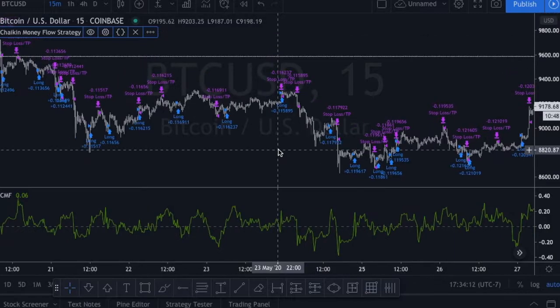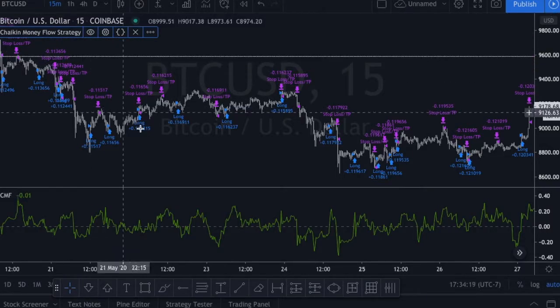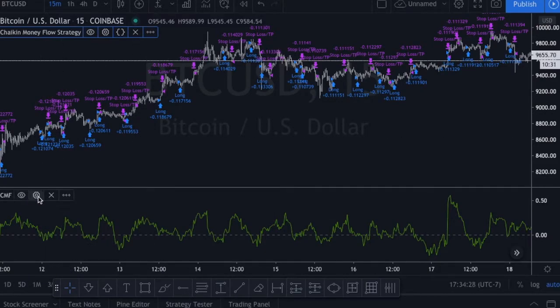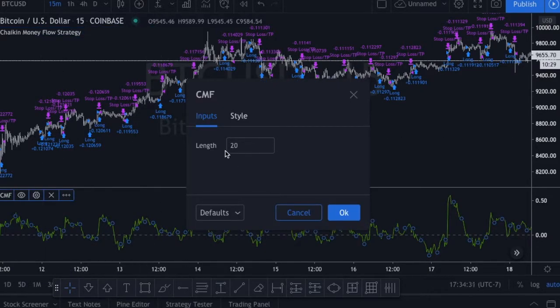In today's video, I'm going to be backtesting the Chaikin Money Flow strategy. I'm going to be testing the Chaikin Money Flow indicator on the Bitcoin 15-minute chart. Now, a lot of these indicators come with their preset settings, right? Actually, all the indicators come with preset settings. In this case, the Chaikin Money Flow comes with a length of 20.